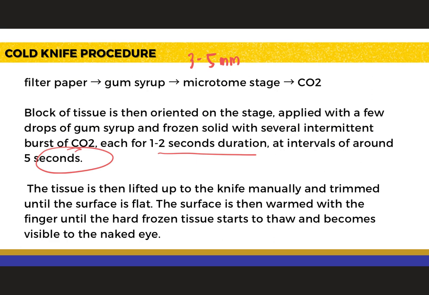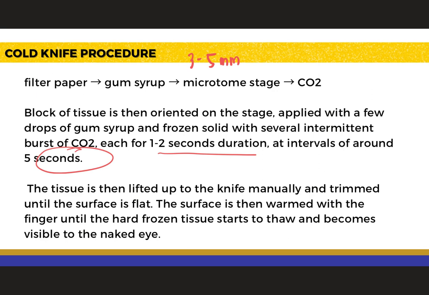Then the tissue is lifted up to the knife manually and trimmed until the surface is flat. The surface is then warmed with the finger until the hard frozen tissue starts to thaw and becomes visible to the naked eye. So this is the dew line. The dew line is the point at which sections may then be cut at 10 microns thickness.